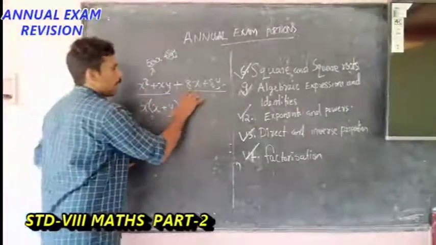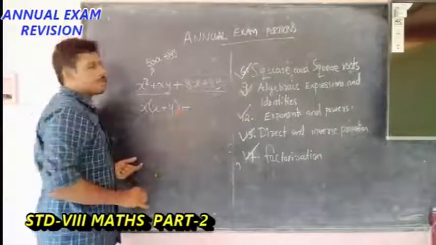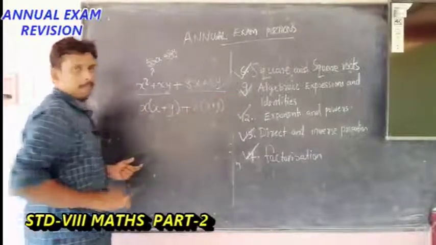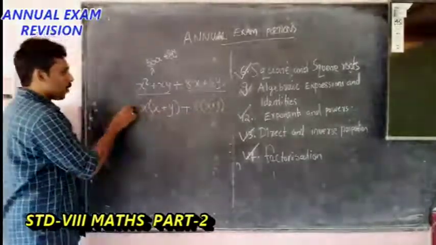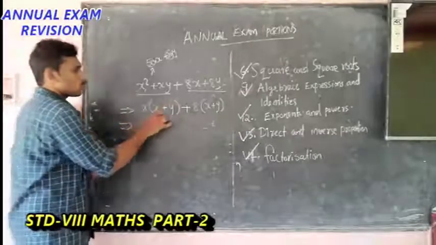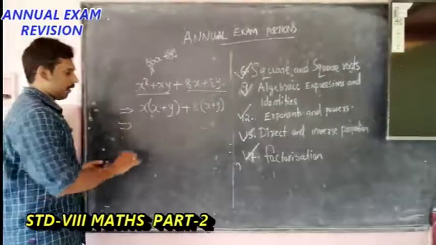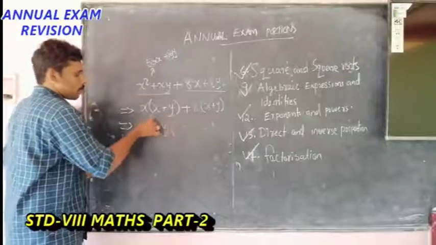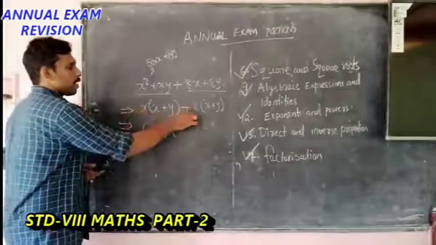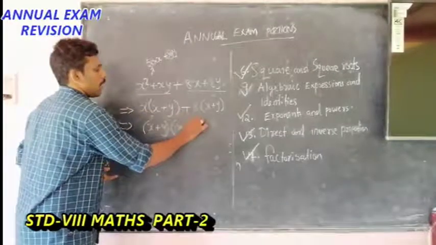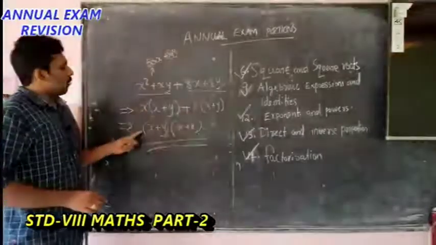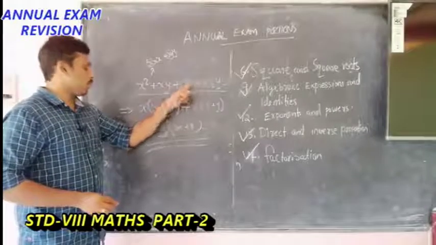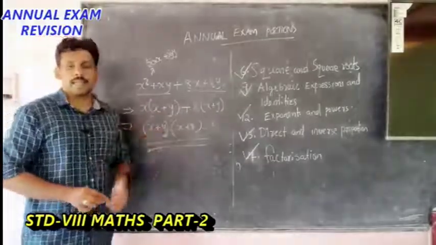Then plus 8x plus 8y. Here the common factor is 8, remaining x plus y. So in the next step, x plus y and x plus y is also a common factor, so you can take x plus y outside. Then the remaining are x here and 8 here, so x plus 8. So the factors of x square plus xy plus 8x plus 8y are x plus y and x plus 8.